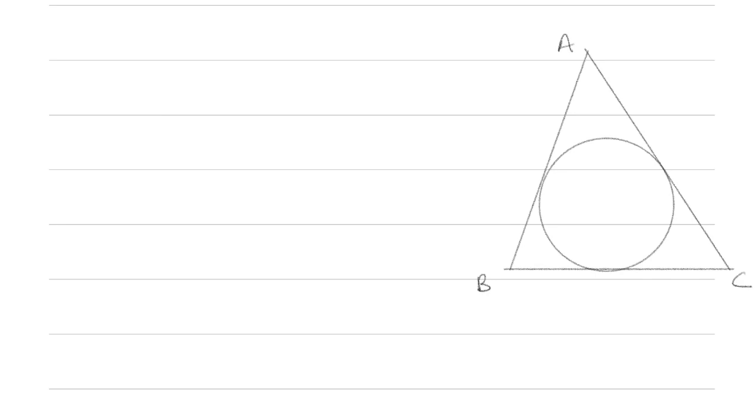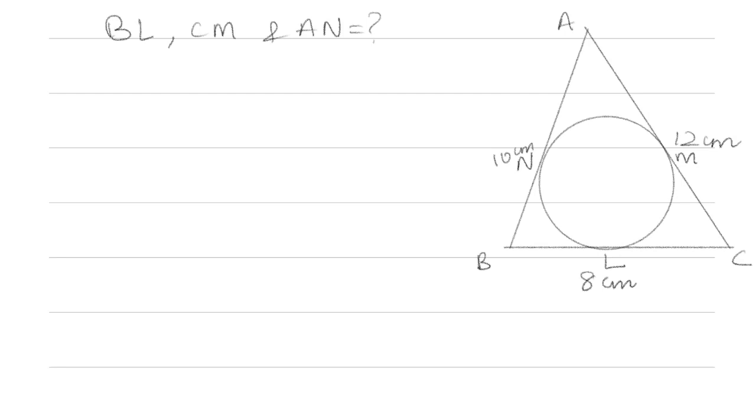In this question we are given a triangle ABC and a circle is inscribed. BC is given as 8 cm, AB is given as 10 cm and AC is given as 12 cm. And these points are L, M and N. And we have to find BL, CM and AN. Now here tangents from a same point outside the circle are equal.